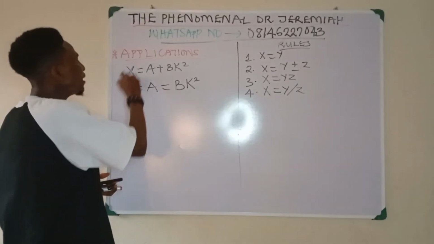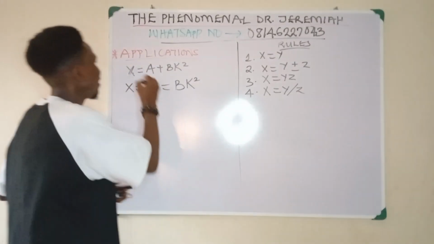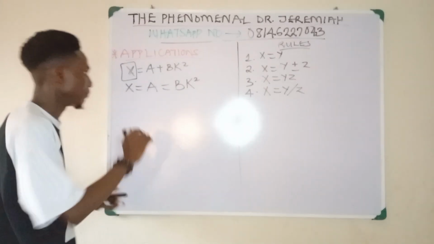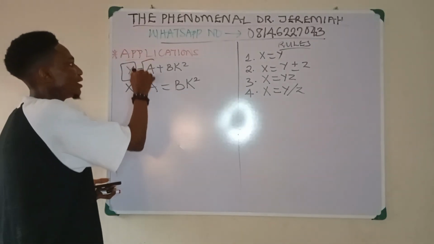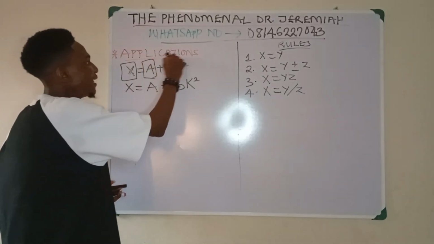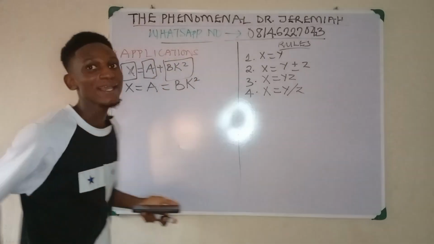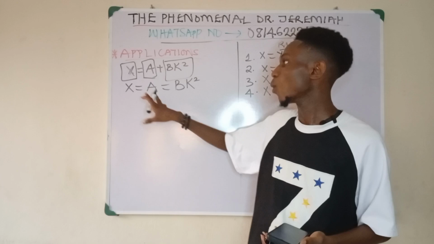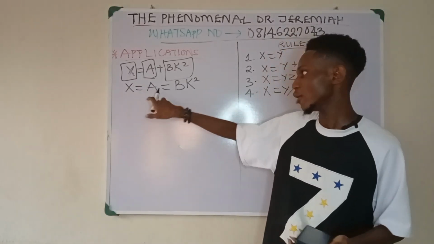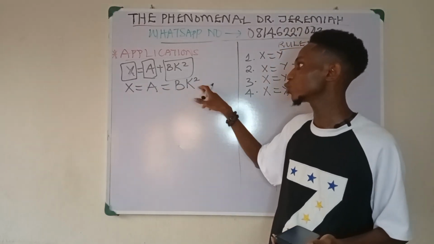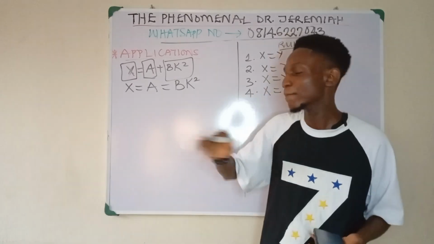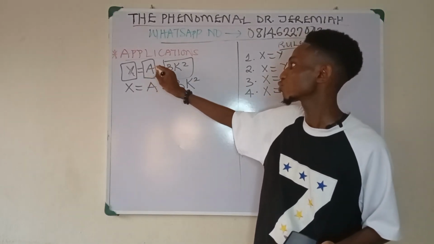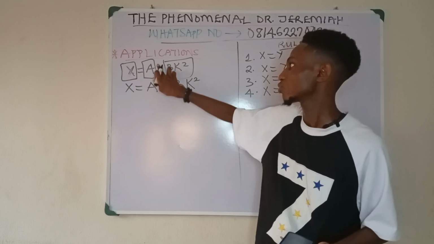Now, this principle states that every term, just watch me, every term. s is a term here, a is a term here, bk squared is also a term here. Every term in the relation is equal. So I said s equals a equals bk squared. How do you know a term? A term is separated with either plus or minus.